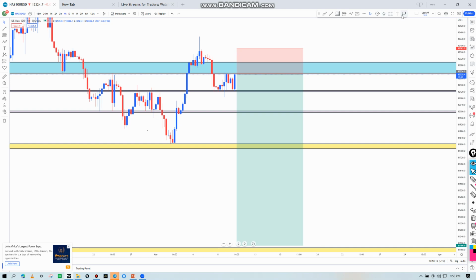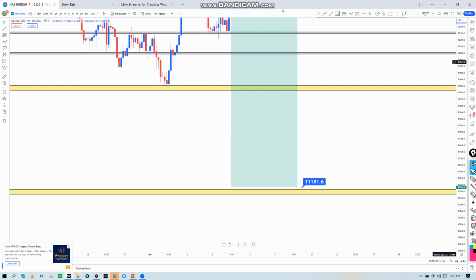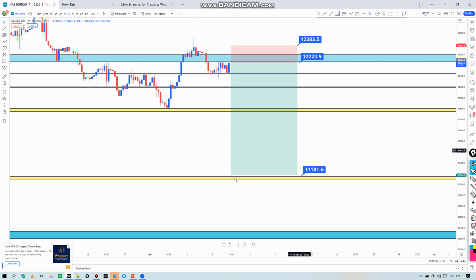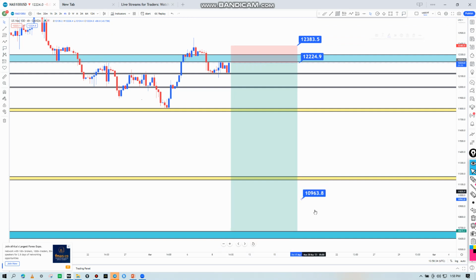Let me give you guys the coordinates. This is going to be our entry. Our entry is at 12224. Stop loss is at 12383, and then our target is going to be at what? At the next weekly zone, it should be below here. This is going to be our target on NAS 100.